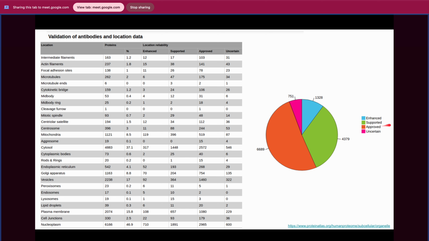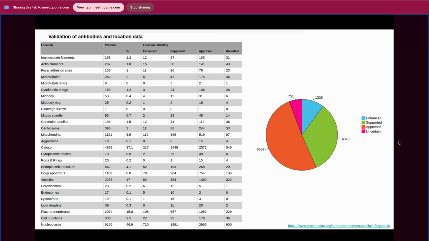Then supported, which means there is supporting evidence available. Then the orange one represents the approved. So 6689 are the approved genes or approved proteins for which you are very sure that yes, these are expressed in these organelles. And then for 751, the information is uncertain.